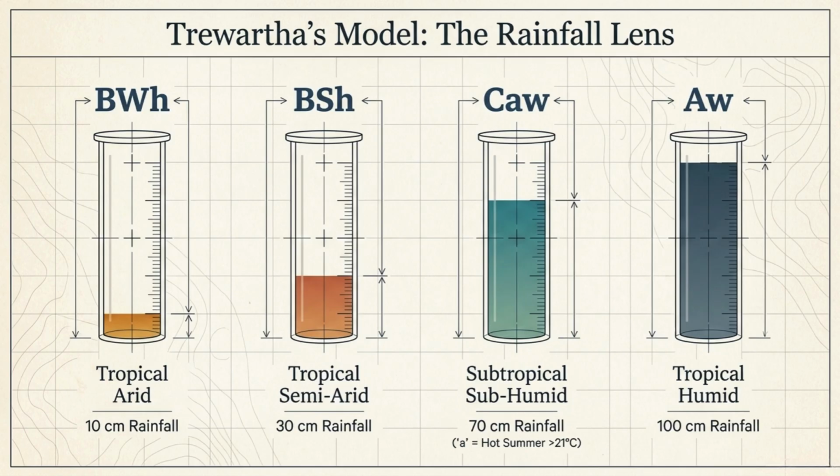Trewartha streamlines the map into 4 rainfall-dependent zones. The tropical arid BWH region receives about 10 centimeters of rain, while the semi-arid BSH region sees 30 centimeters. The subtropical subhumid core zone receives roughly 70 centimeters, defined by hot summers over 21 degrees Celsius. The tropical humid AO zone tops the charts with 100 centimeters of rainfall.